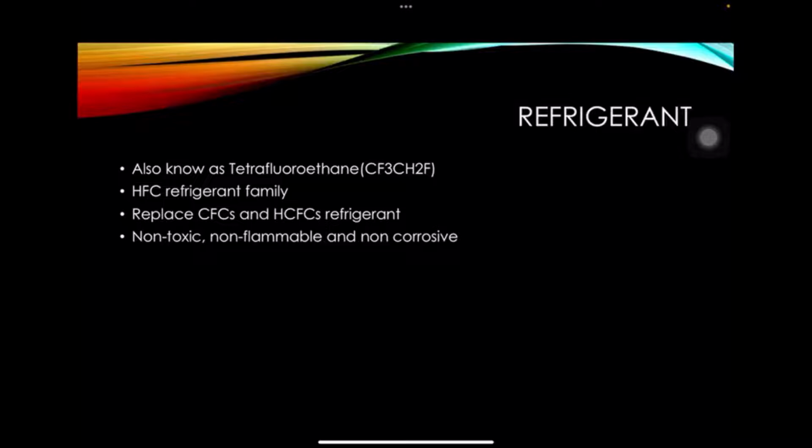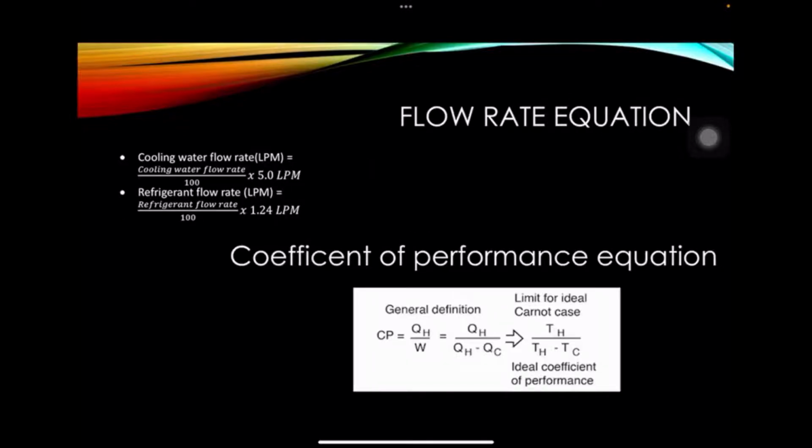And lastly, the refrigerant we used in this experiment is R-134a, also known as tetrafluoroethane, CF3CH2F. It is included in the HFC refrigerant family. It also replaces CFC and HCFC refrigerants that can be harmful to the environment. This refrigerant is also non-toxic, non-flammable, and non-corrosive. It's very safe to use, widely used, and can be used daily.